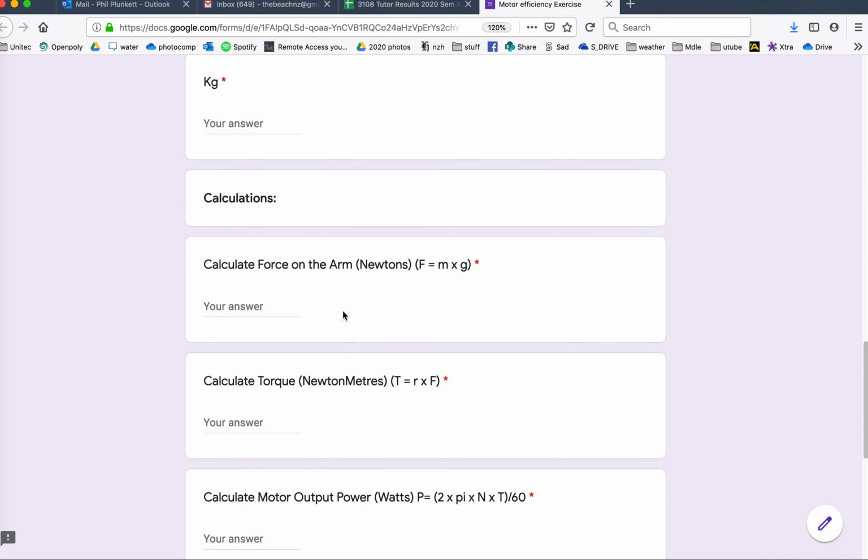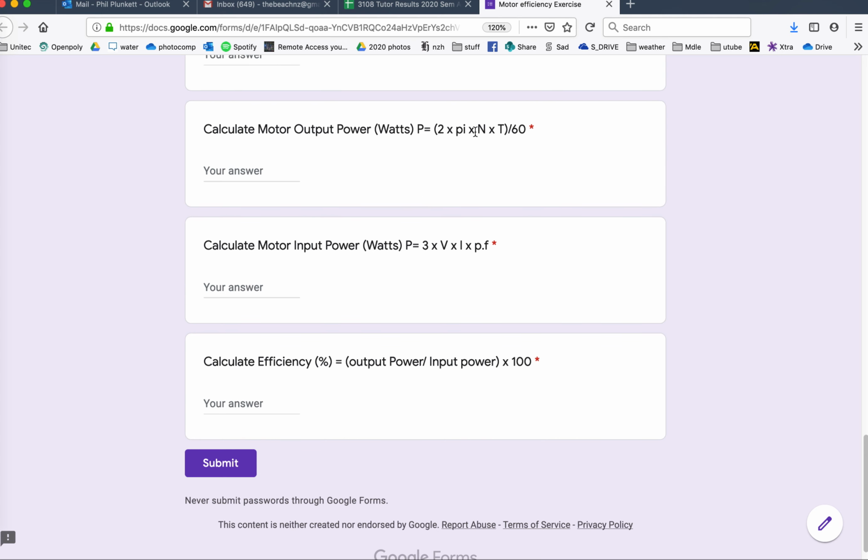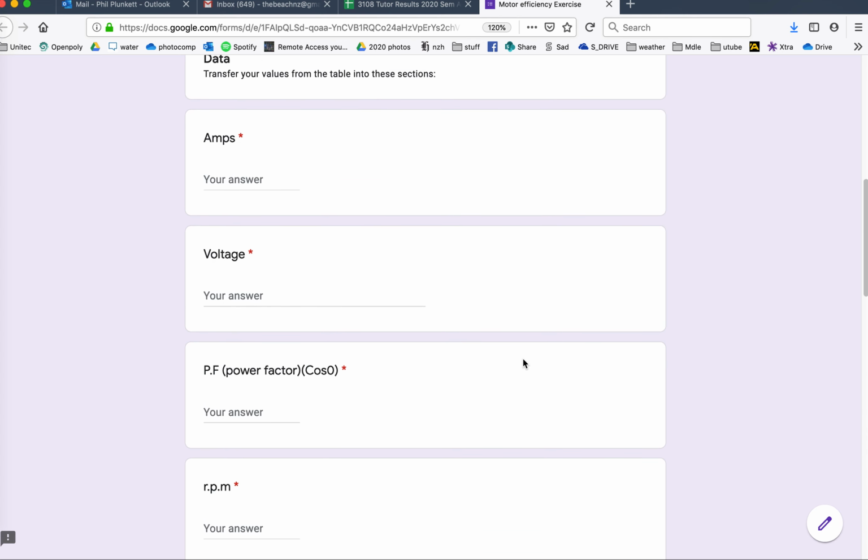Once we have our two powers, we'll have our input power, electrical, and our output power, mechanical. We can work out the efficiency. Output power over input power times 100 will give us a percentage, okay? And we can work out how efficient our motor is, and that will give us an idea of the losses. Excellent. So let's look at the first 6 questions.